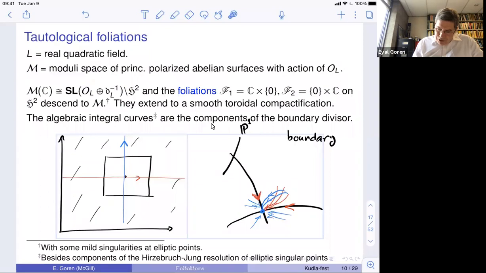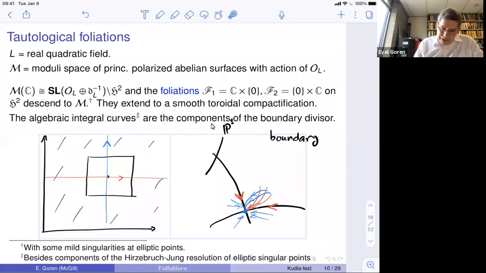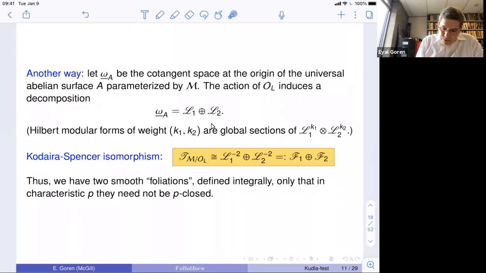Okay, so this is a transcendental description of foliations of Hilbert modular surfaces. It uses the universal covering space, which is H times H, the upper half plane times itself. But in fact, you can define those foliations completely algebraically. Okay, so let's look at another way to define them. We let omega_A be the relative cotangent space at the origin of the universal abelian surface A parameterized by M.